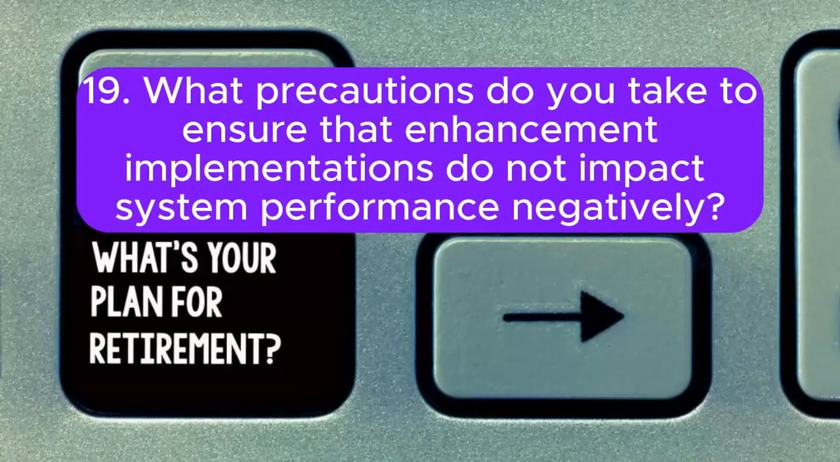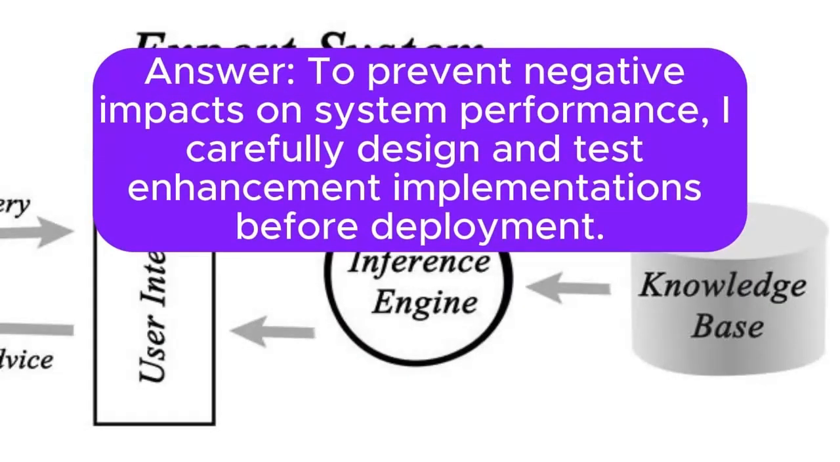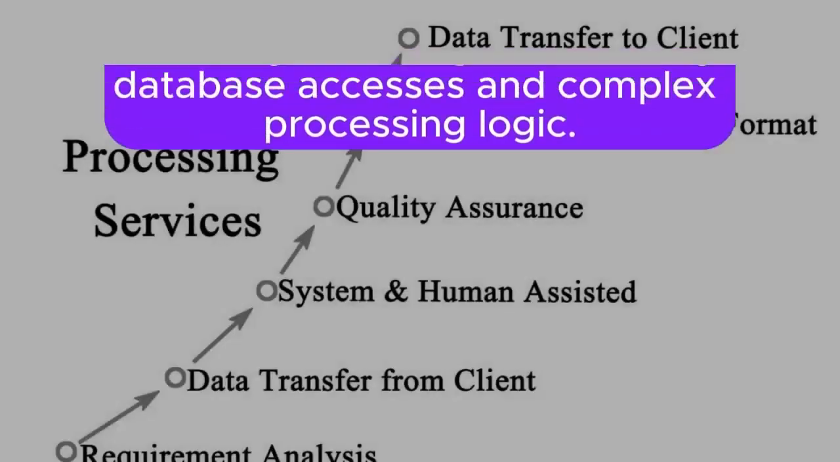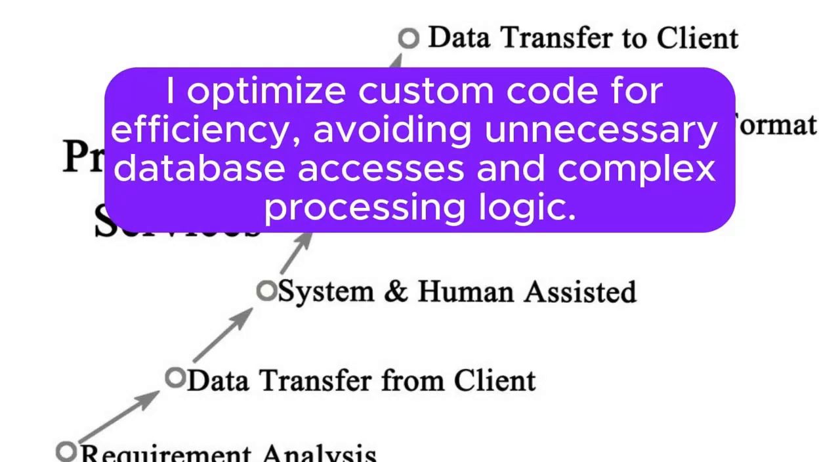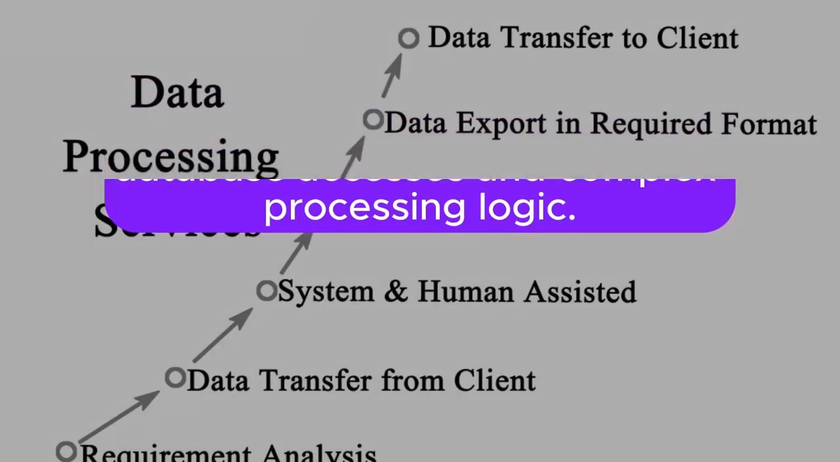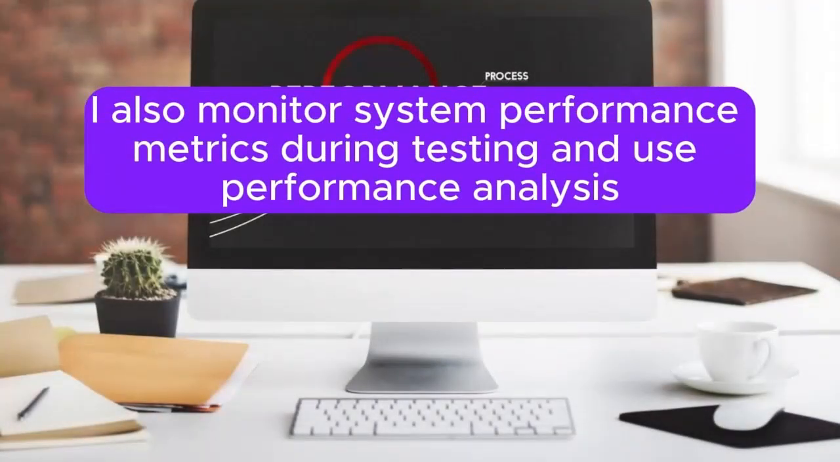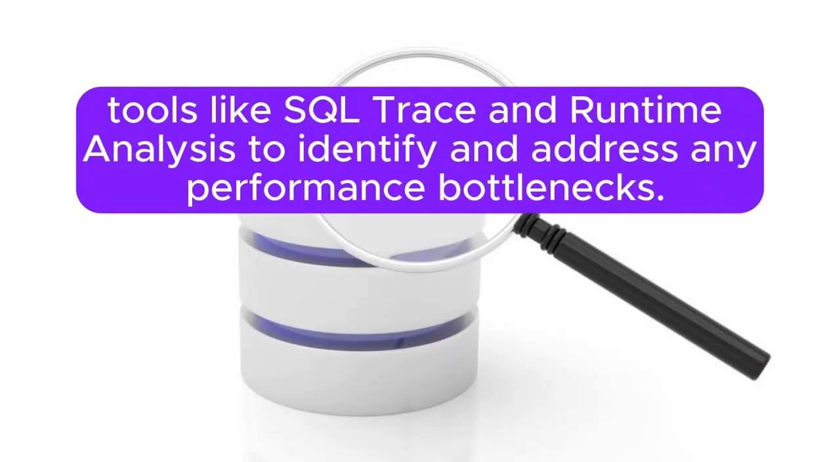19. What precautions do you take to ensure that enhancement implementations do not impact system performance negatively? Answer. To prevent negative impacts on system performance, I carefully design and test enhancement implementations before deployment. I optimize custom code for efficiency, avoiding unnecessary database accesses and complex processing logic. I also monitor system performance metrics during testing and use performance analysis tools like SQL Trace and runtime analysis to identify and address any performance bottlenecks.